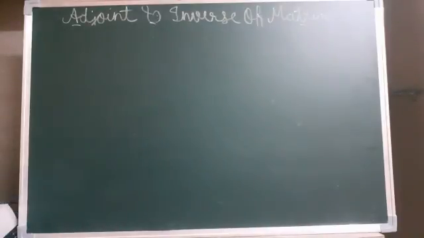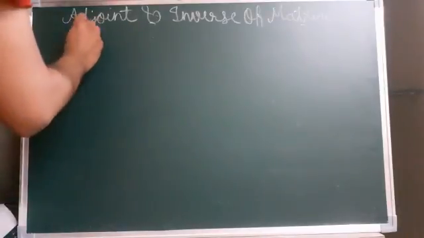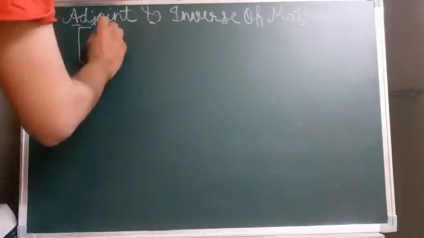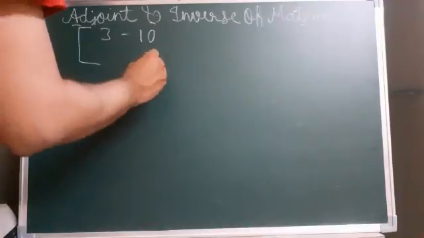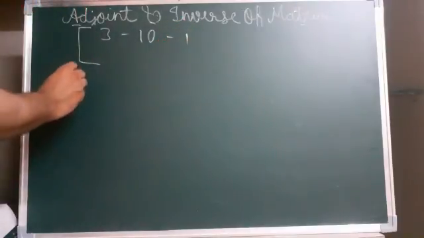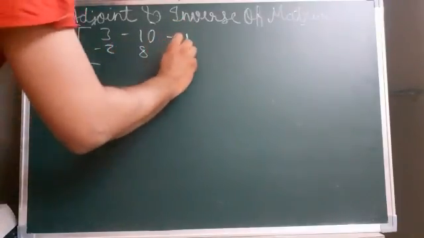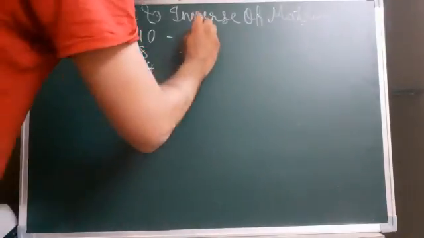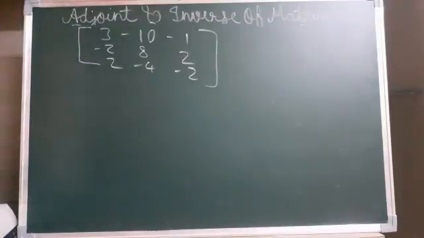So students, now we look at an example on inverse. We are given a matrix 3 minus 1 0, minus 1 minus 2 8, 2 2 minus 4 minus 2. We have to find the inverse of this matrix.